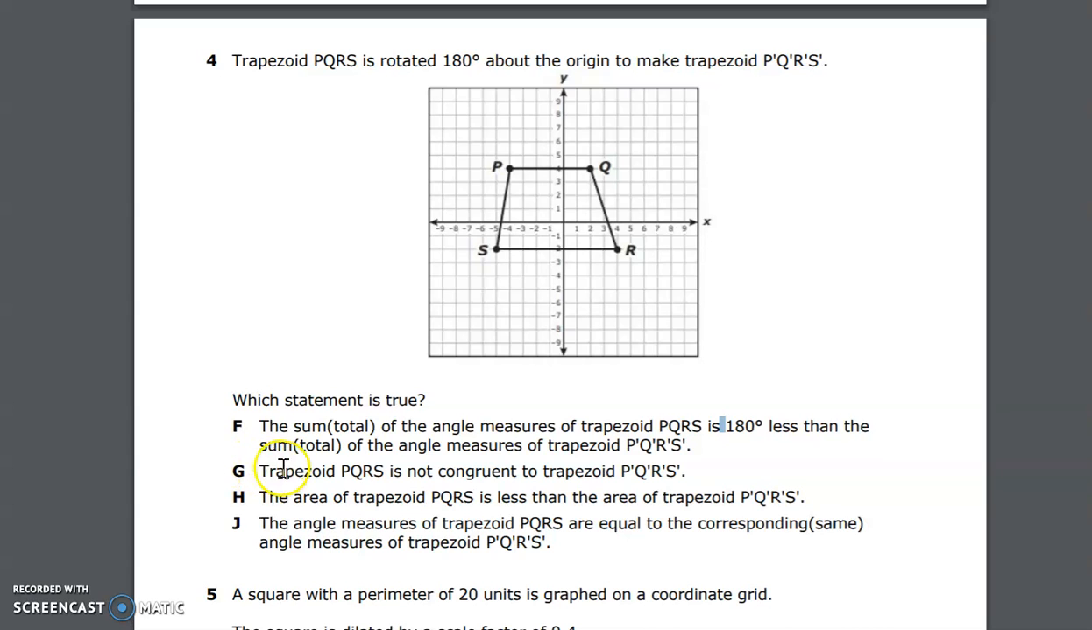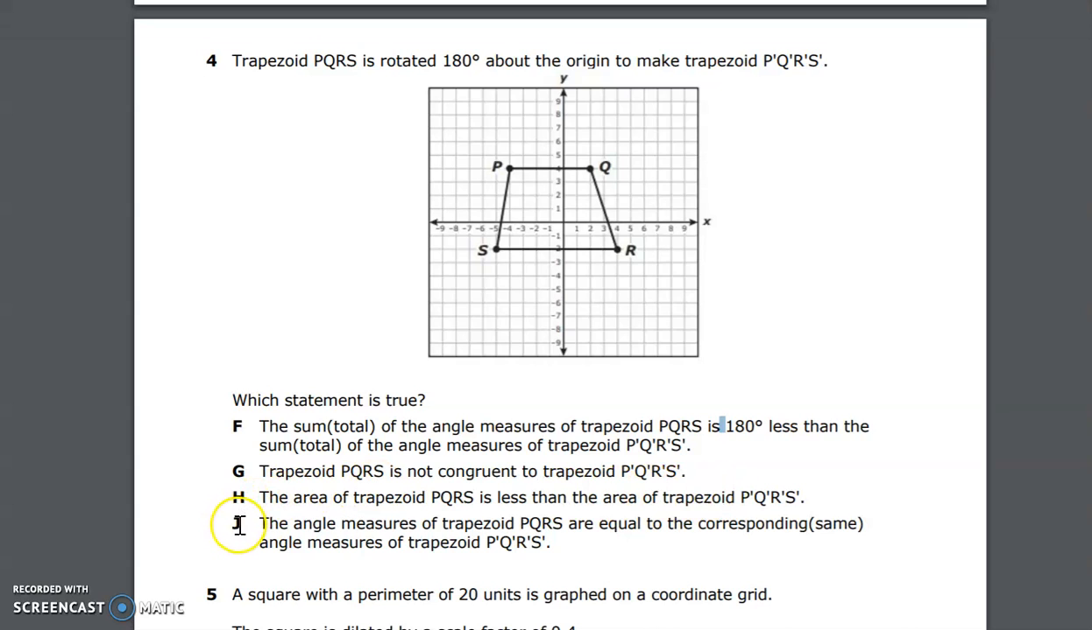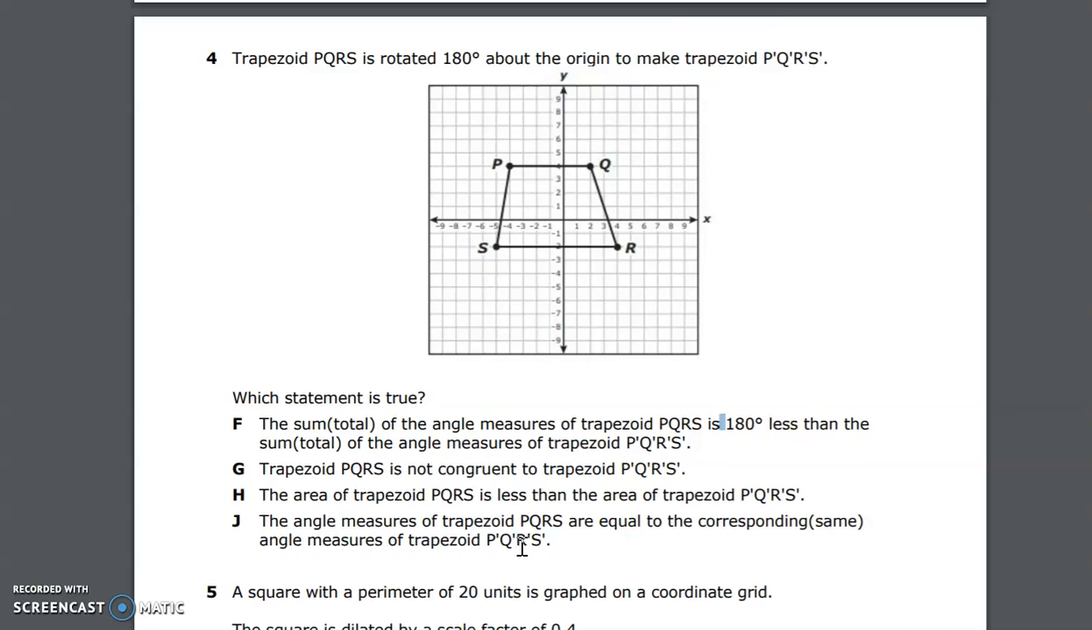G, trapezoid is not congruent to the new trapezoid. Remember, we're rotating. H, the area of the trapezoid is less than the area of the new trapezoid on a rotation. Or J, the angle measures of a trapezoid are equal or the same to the corresponding angle measures of the new trapezoid. So which one of those is a rotation? Which one is true?